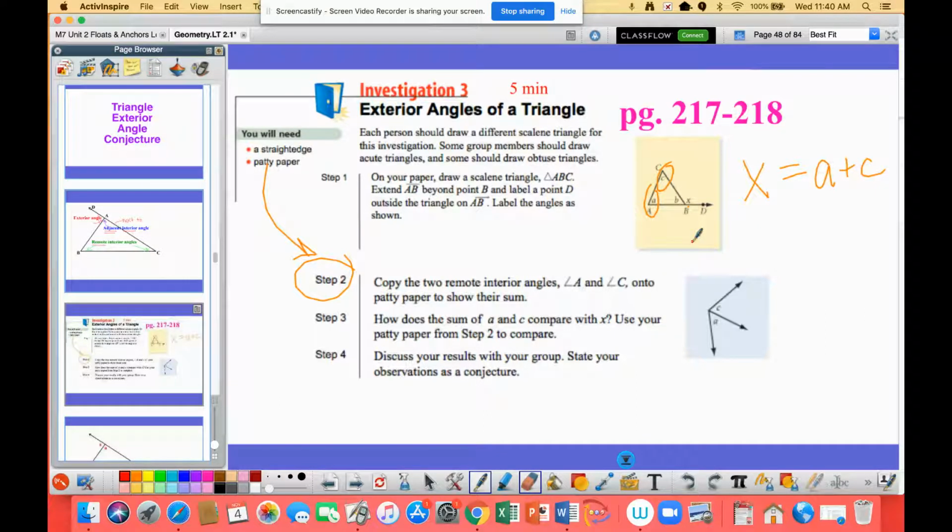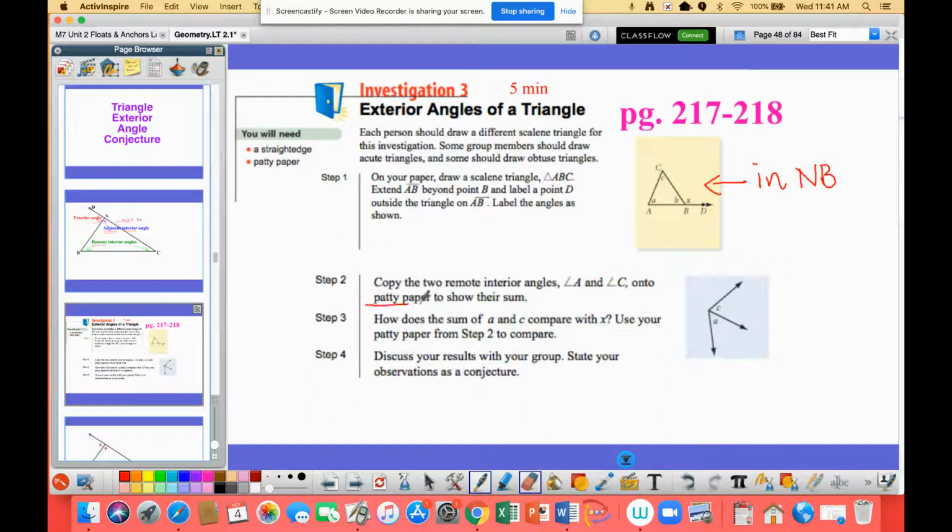Label a point D outside of the triangle on ray AB and label the angles as shown. So you can see that there's A and C here, and then B here, and then X for that angle. Now what you're going to do with your patty paper, so this first part right here is in your notebook.